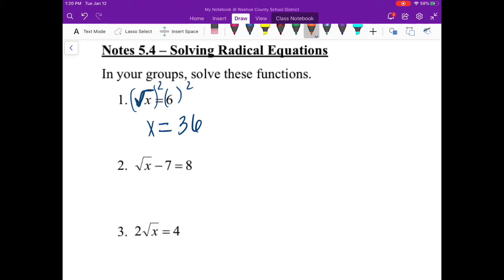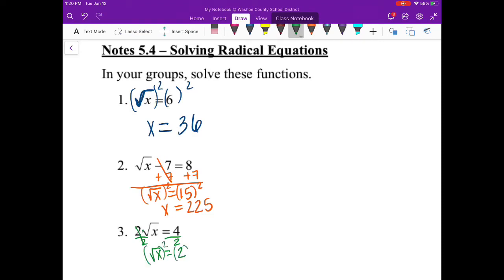For number 2, it's a little bit different. So first we would move the 7 over by adding 7 to both sides. That would give me the square root of x equals 15. And then I'm in the same spot where I could just square both sides to solve for x. In this case, x equals 225. Number 3, I would want to divide by the 2 to isolate the radical. And then again, square both sides. So x comes out to be 4.